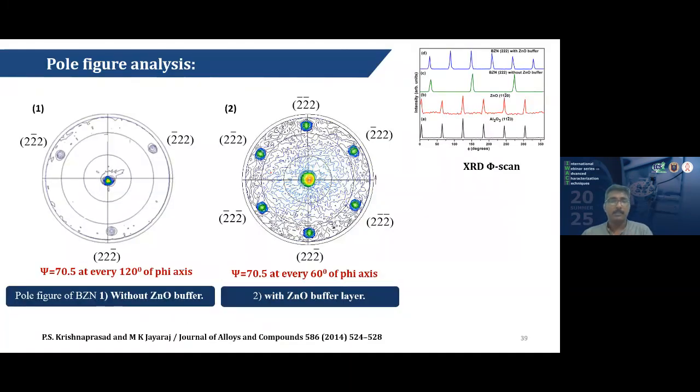So this is the pole figure corresponding to that film. As you can see here in the pole figure, we got one spot at the center for the BZN thin films with the 222 orientation. We can see one pole at the center, and you could see three other poles at a tilt angle of psi equal to 70.5 degree with an angular separation of about 120 degree.